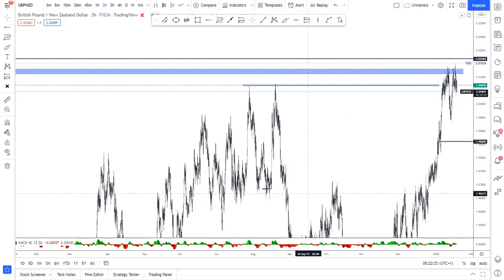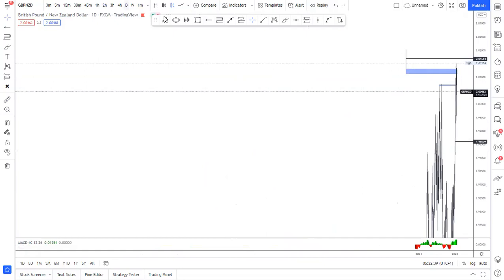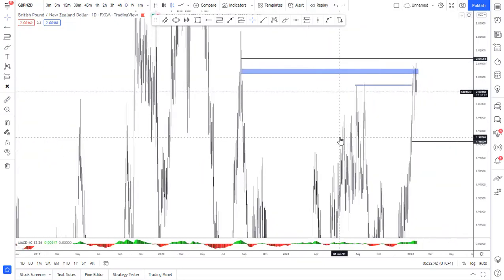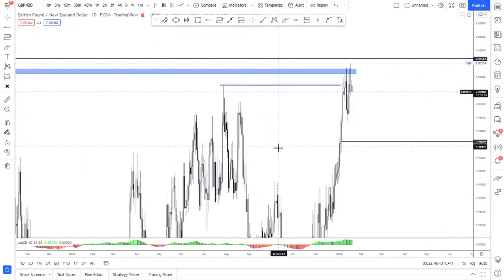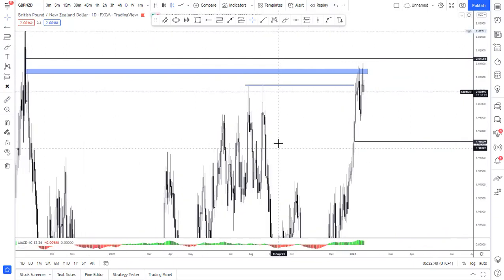So right here we have GBPNZD, and let's move on to the daily time frame. We always start from the daily time frame because it gives us an edge on the market. It makes us see less noise. We have clear stuff on what we want to do on the chart.